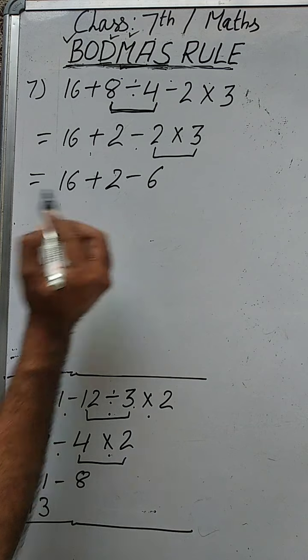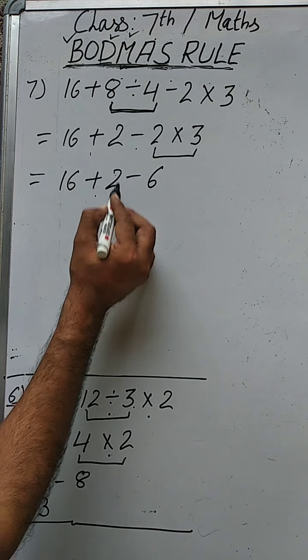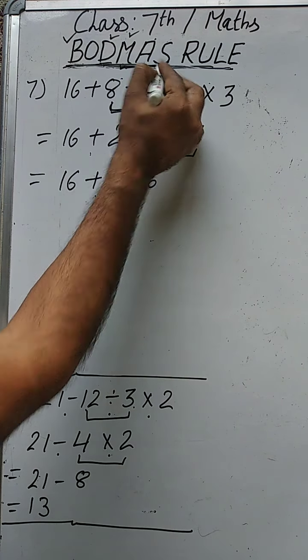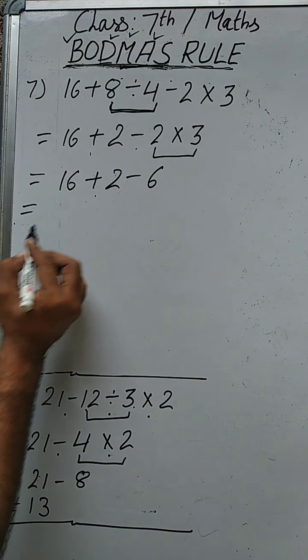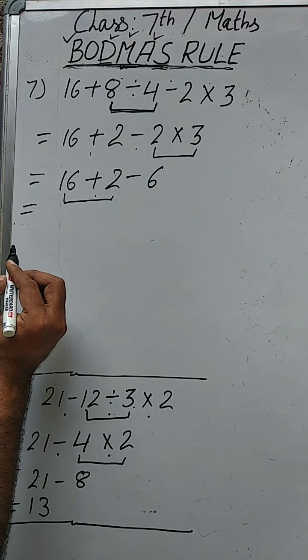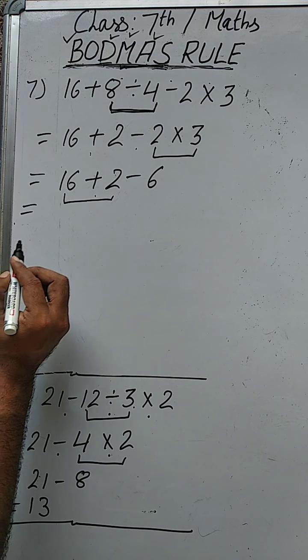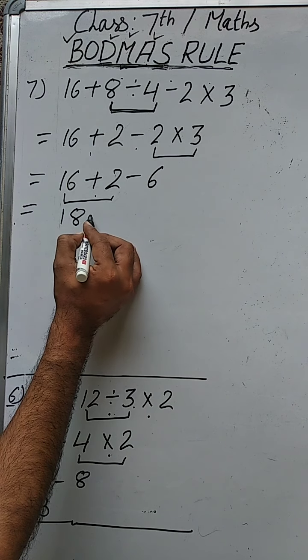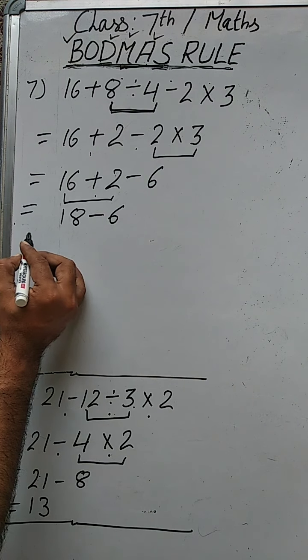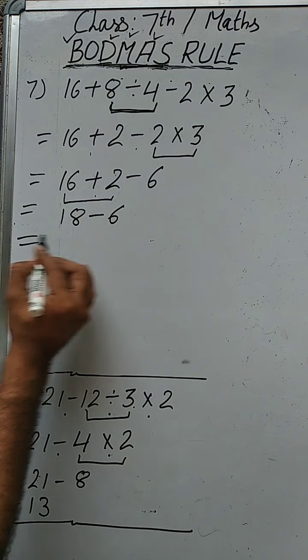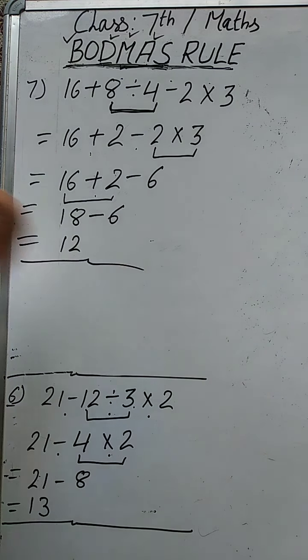Now beta, only 2 operators are left here, addition and subtraction. From A and S, A is first, so you will have to perform addition first. 16 plus 2 is equal to 18. 18 minus 6. Understood beta? And 18 minus 6 is equal to 12. This is your question 7. Clear beta? Now I am moving on to the next question.